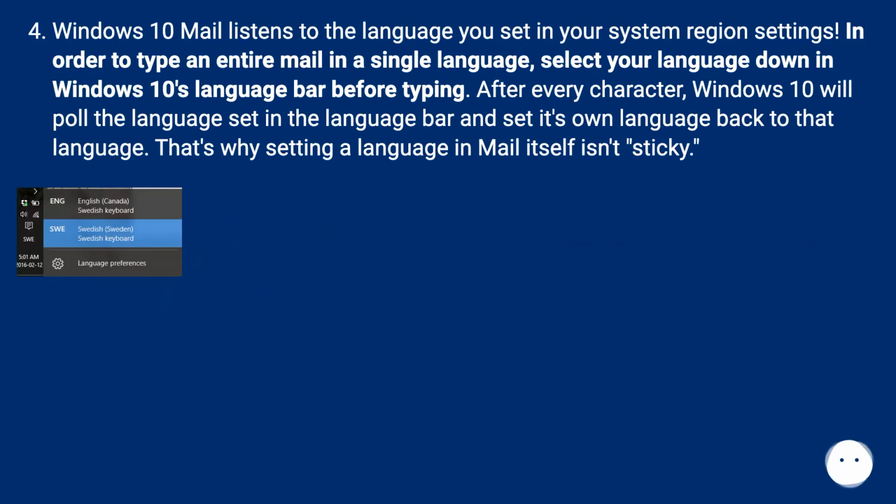Windows 10 Mail listens to the language you set in your system region settings. In order to type an entire mail in a single language, select your language down in Windows 10's language bar before typing. After every character, Windows 10 will pull the language set in the language bar and set its own language back to that language. That's why setting a language in Mail itself isn't sticky.